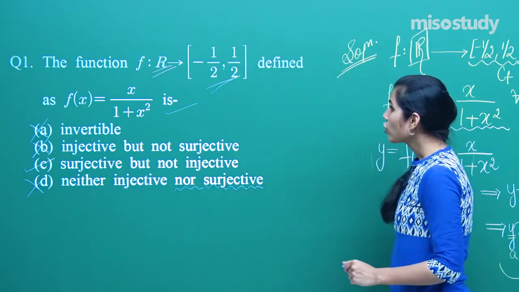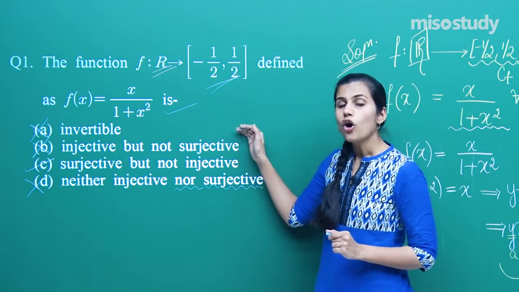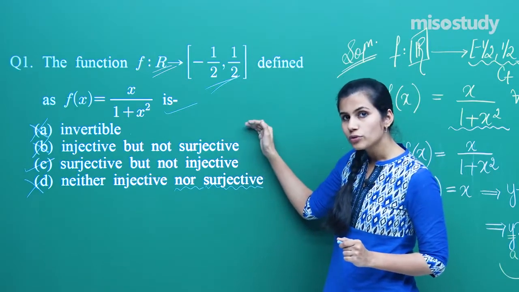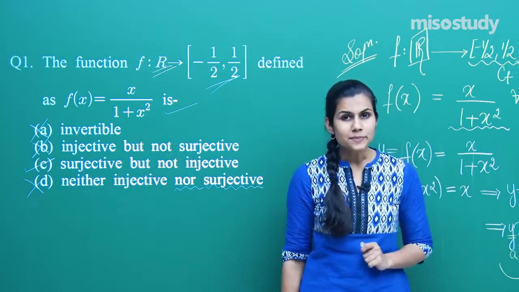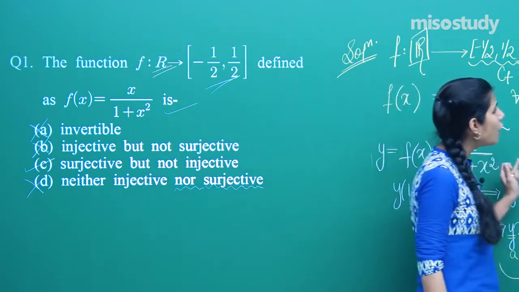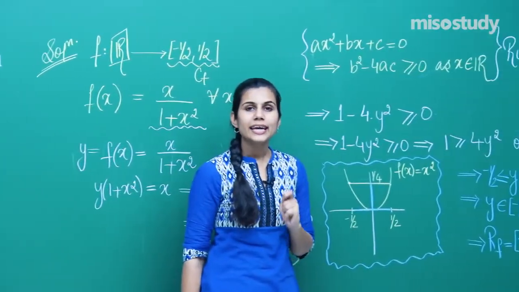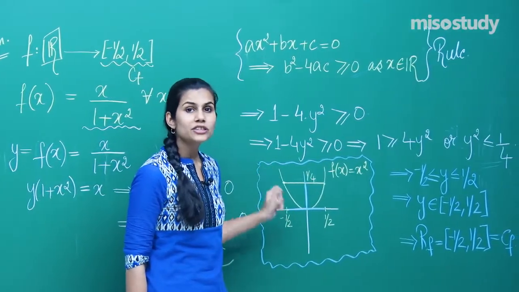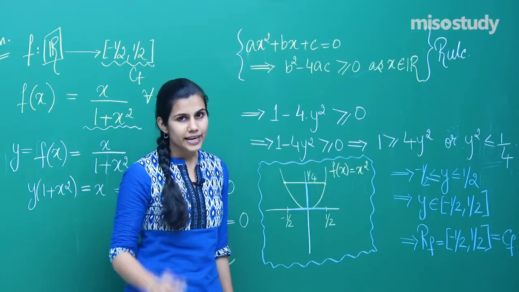That is the concept related to finding the invertibility, or finding the 1-1ness and onto-ness, of a function defined in this manner. Spend some time with it, understand how I have used the concept of quadratic equations in solving the range part of this function, and then we will proceed to the next question.